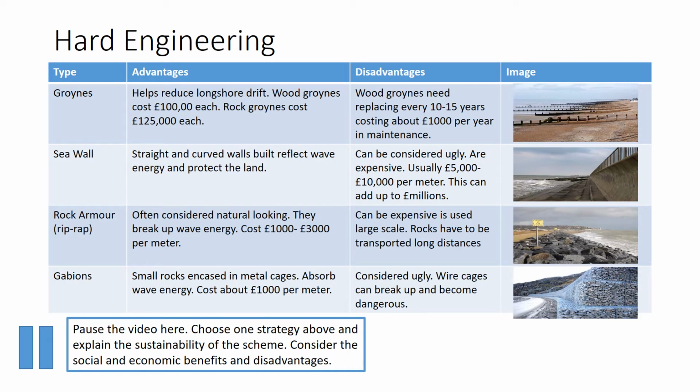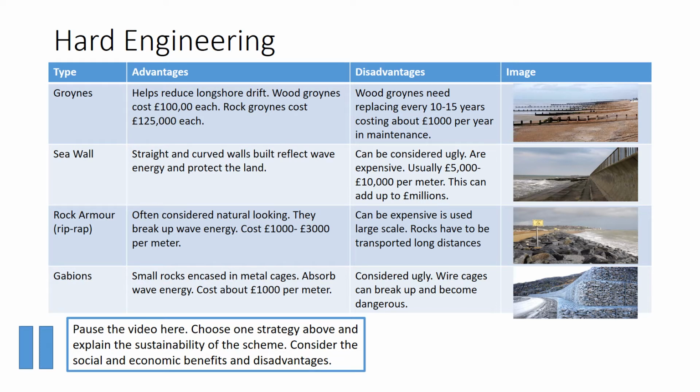So there are several different hard engineering strategies, and 4 of them are here on the screen. The first one is groins. These help to reduce longshore drift because they trap the material. Wooden groins cost about £100,000 each, and rock groins cost £125,000 each. Wooden groins, though, have a short lifespan and they need to be replaced every 10 to 15 years. We also need to constantly maintain them, and this also costs about £1,000 per year per groin.